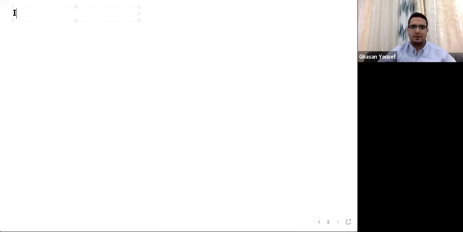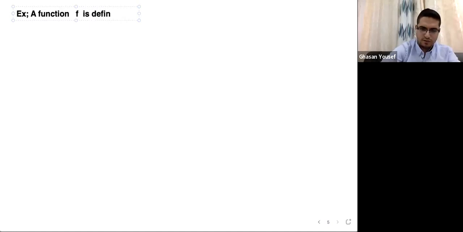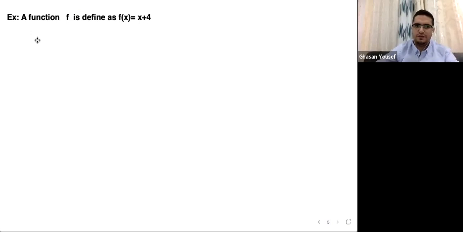So the example now, a function f is defined as f of x equal x squared plus 4. So my function is x squared plus 4. This is my function. A function f is defined as f of x equal x squared plus 4.